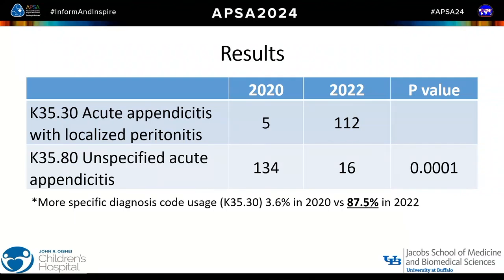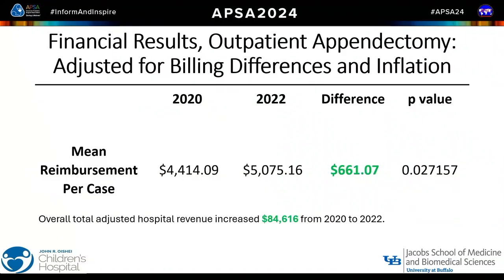For our results, the more specific diagnosis code, K35.30, went from 3.6% usage in the pre-orientation group to 87.5% usage in the post-orientation group. We also did an analysis for billing differences and adjusted for inflation. The average reimbursement per case increased from the pre-orientation group to the post-orientation group by an average of $661.07. Overall, the total adjusted hospital revenue increased by $84,616 over the same time frame.